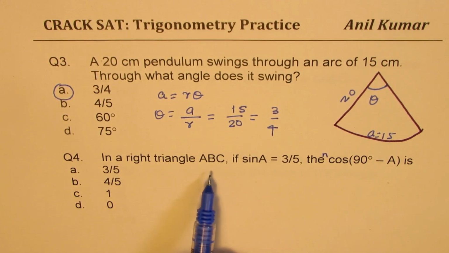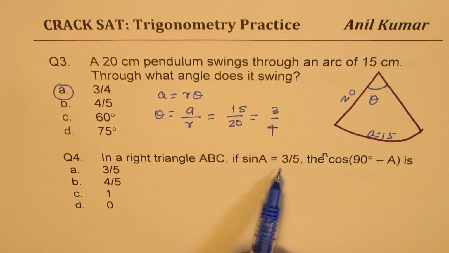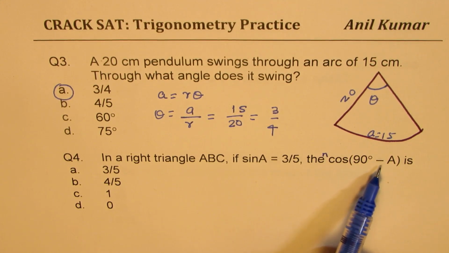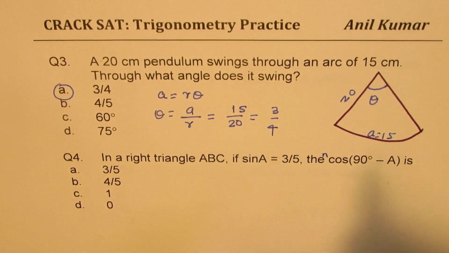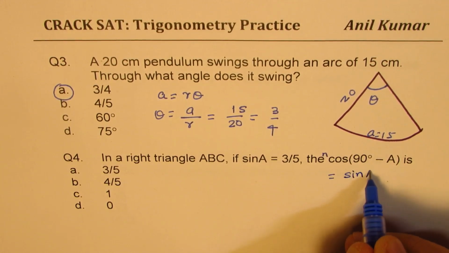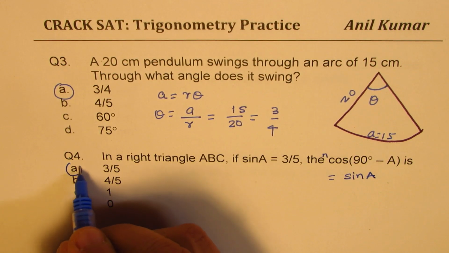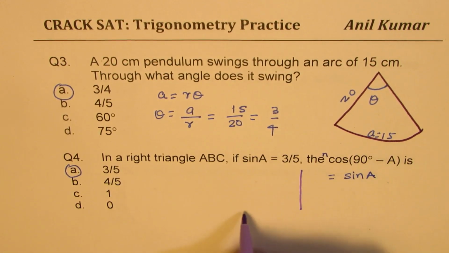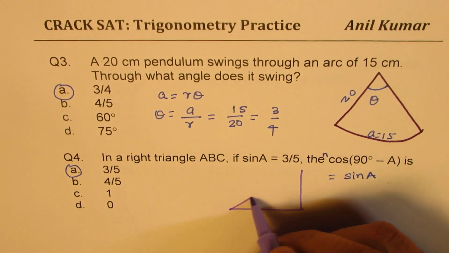In a right triangle ABC, if sine A is 3 over 5, then cosine of 90 minus A is what? Well, this is the same as sine A, right? So the answer is 3 over 5. Now, you could actually sketch and look at it very carefully. This is a very common question in SAT.